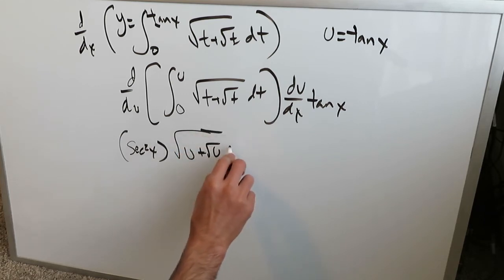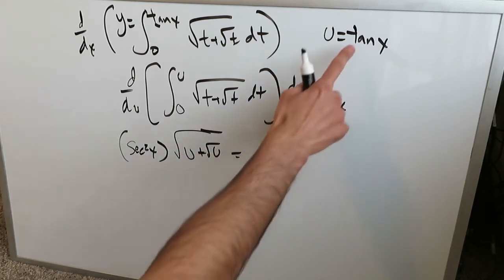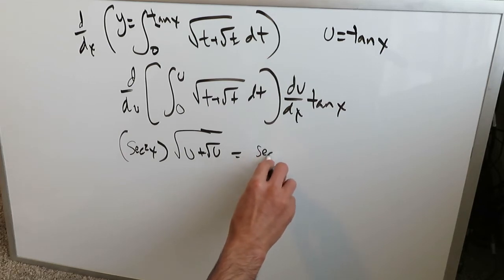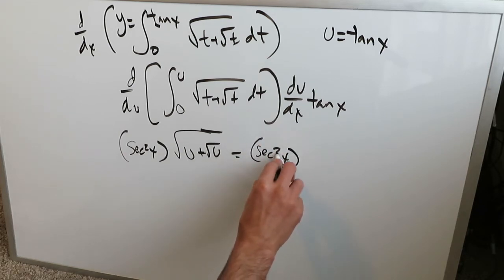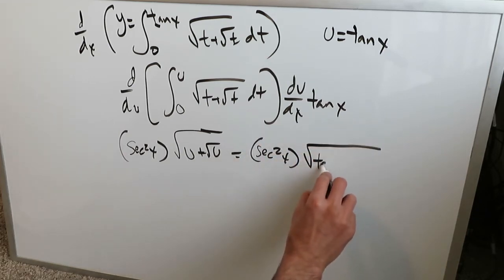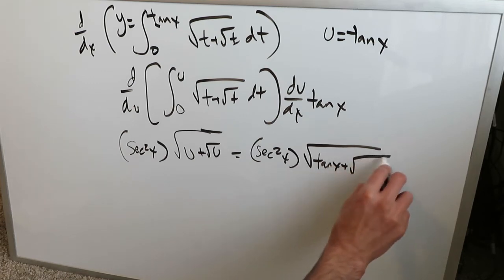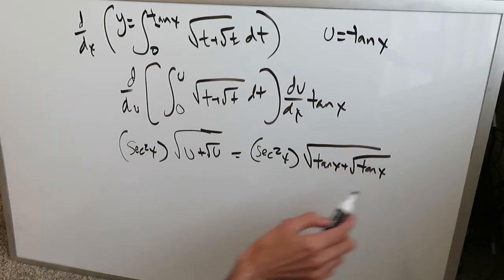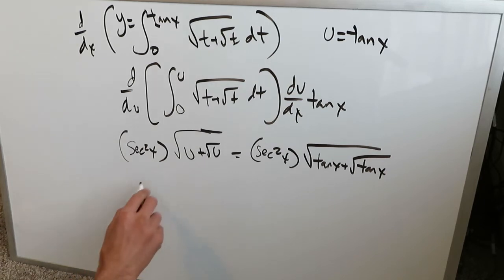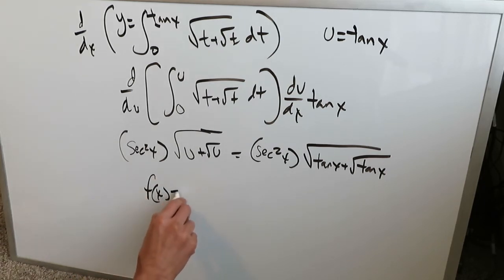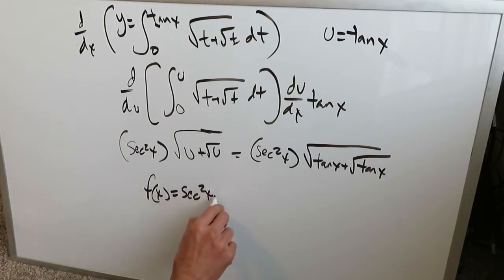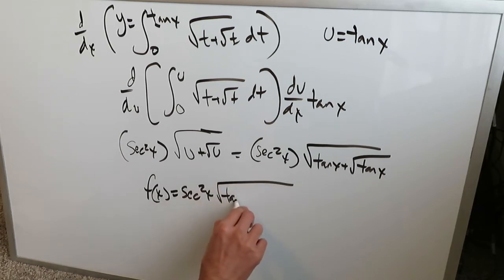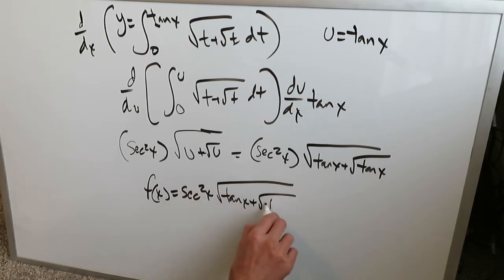But then you gotta resubstitute back over here. What u is actually is tan x, right? So your final answer is secant square x multiplied by tan x plus square root of tan x. That right here represents your original function. Your original function was this: secant square x, tan x plus square root of tan x.